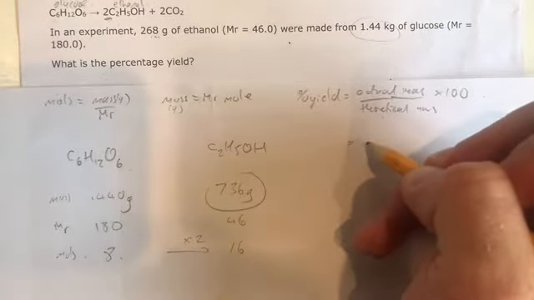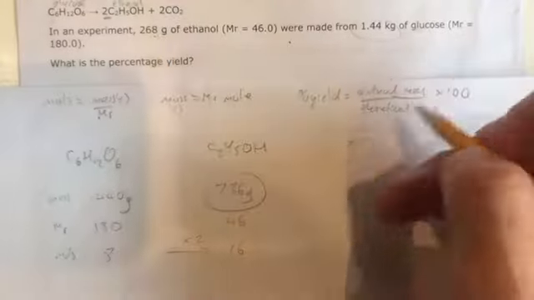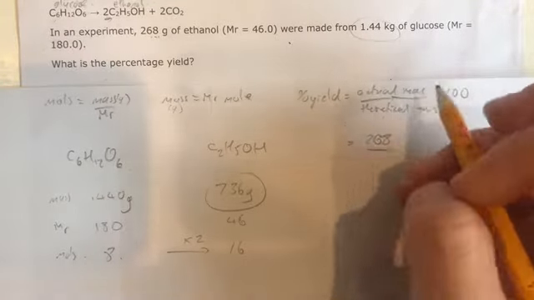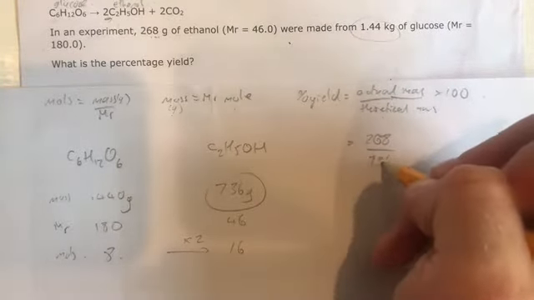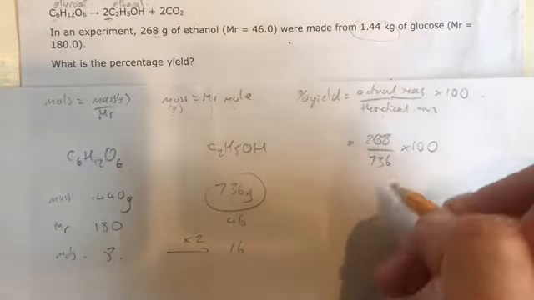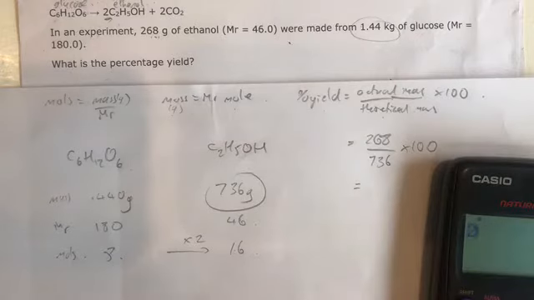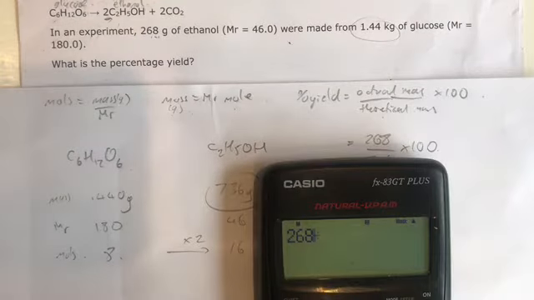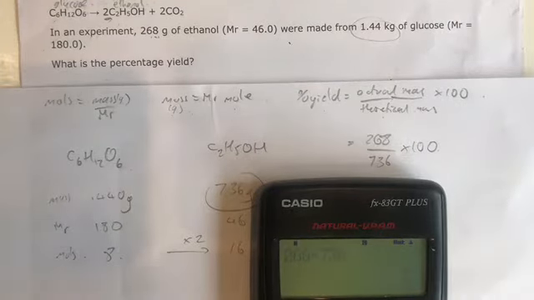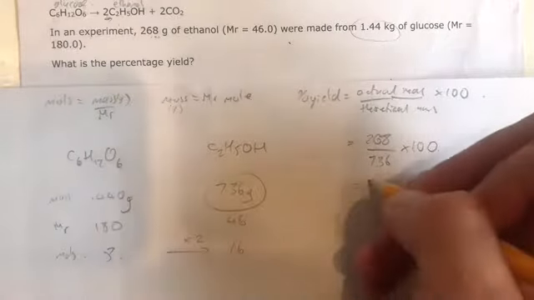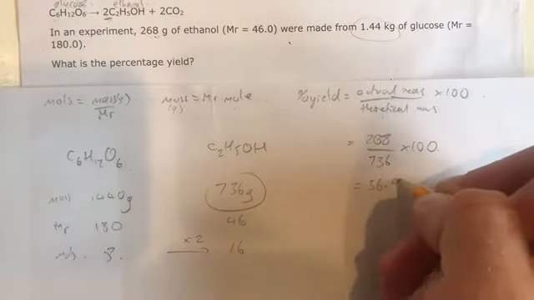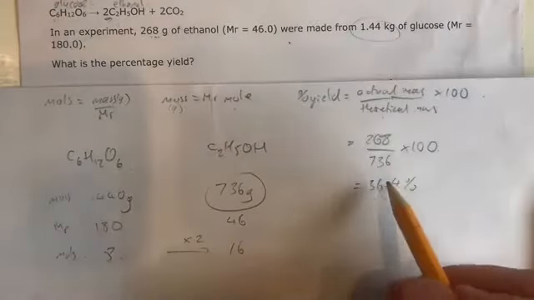So therefore the yield is going to be whatever they said they made, 268 divided by 736 times 100. Let's actually do it rather than just look at the answers. 268 divided by 736 times 100 equals 36.4. And then you hope that that is one of the answers, and luckily it is. So that's how you do that one. The answer was 36%.